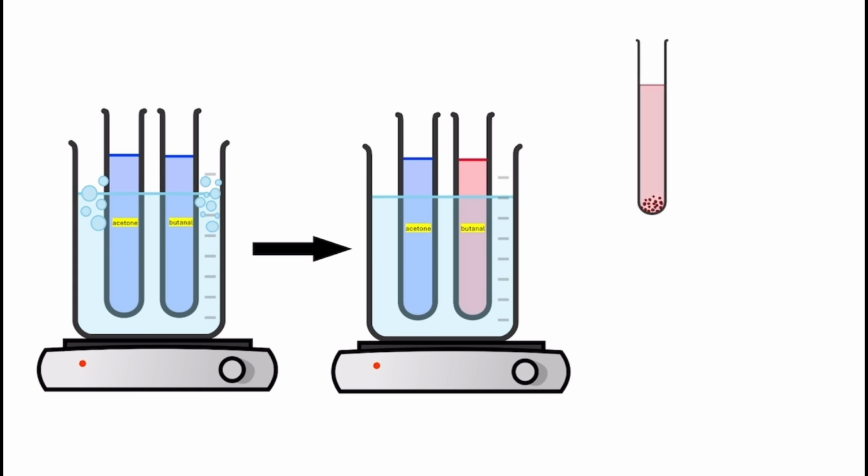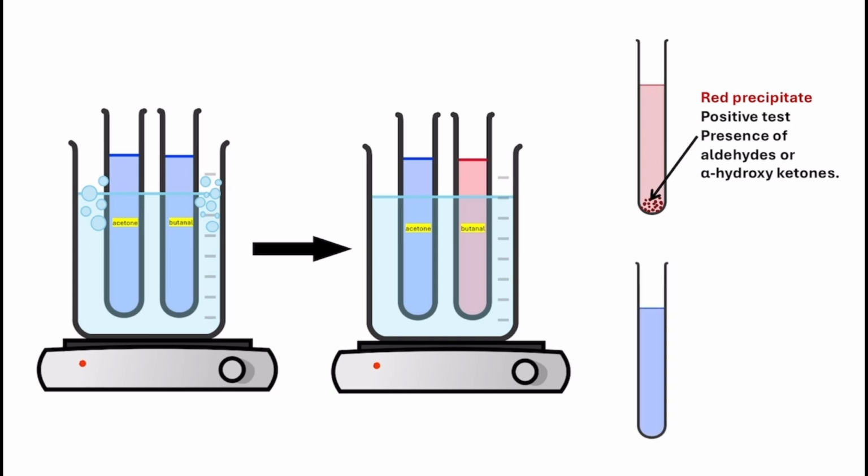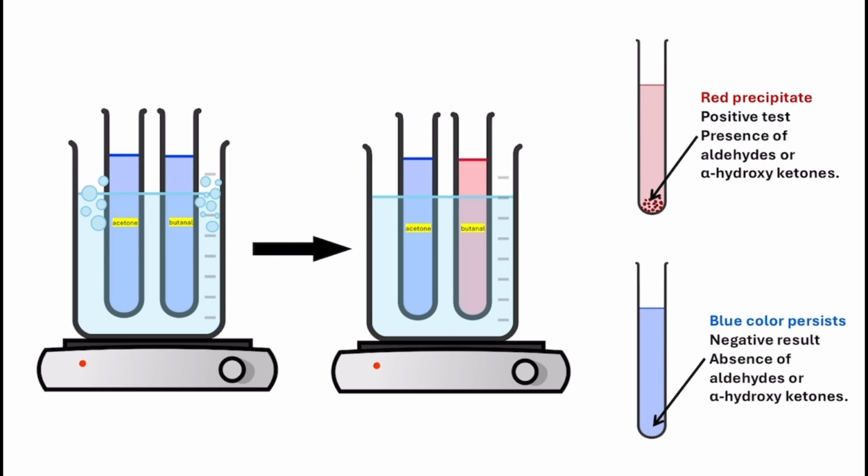The formation of a red precipitate in the test tube containing butanol is a positive result, indicating the presence of aldehydes or alpha hydroxyketones. Whereas in the test tube containing acetone, the blue color persists. This is a negative result, indicating the absence of aldehydes or alpha hydroxyketones.